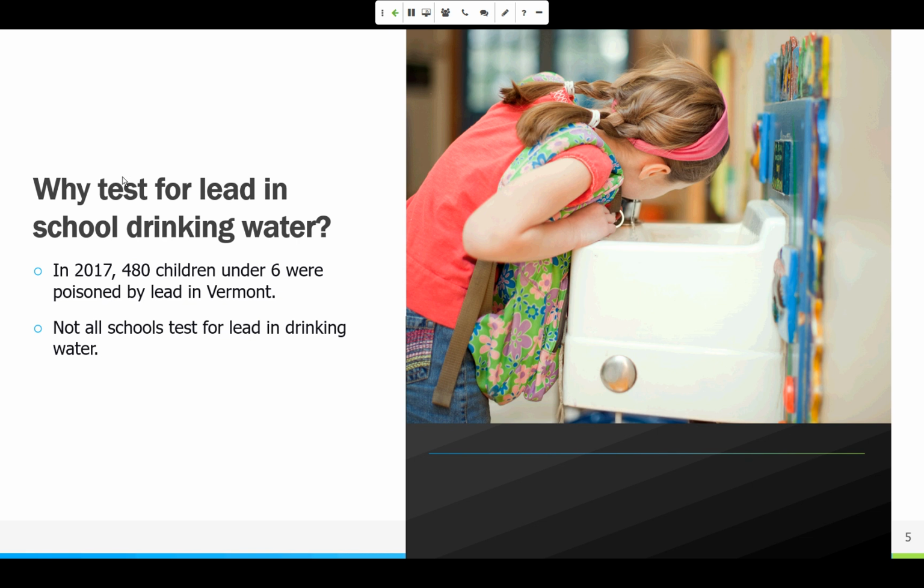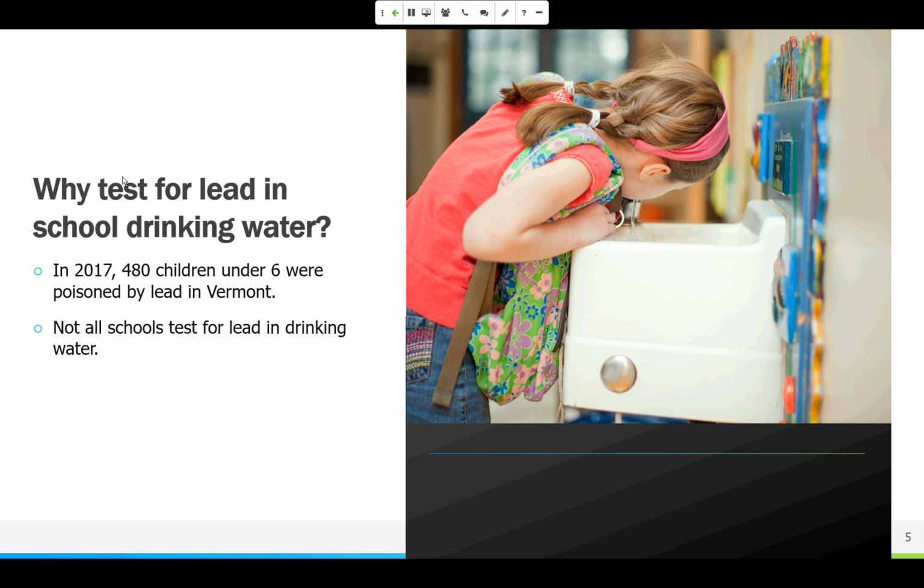Lead in drinking water has also received increased national attention from widespread drinking water contamination that was found in Flint, Michigan. And many states across the country have initiated or are in the process of initiating programs for testing for lead in school drinking water. In our region here in the Northeast, Massachusetts has initiated a voluntary program to test water in schools for lead, and New Hampshire and New York have also passed legislation requiring schools to test for lead in their drinking water.